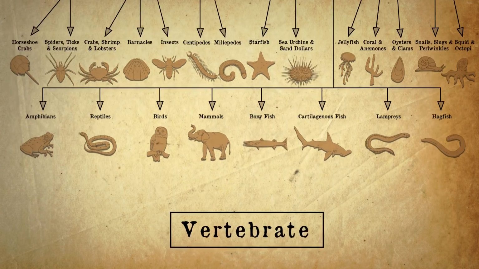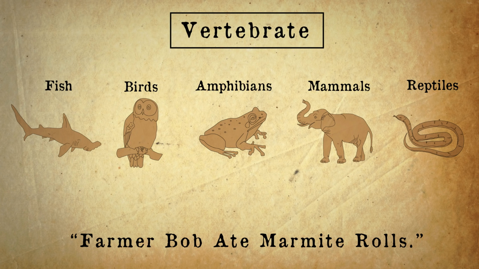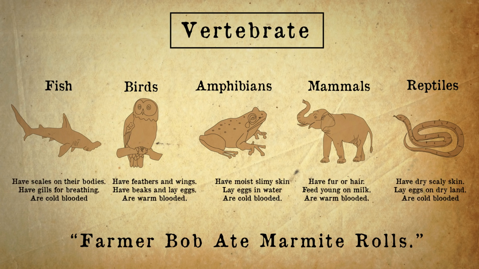Let's have a look at the vertebrates in more detail. There are many different classes of vertebrate, but the 5 most well-known ones are the fish, birds, amphibians, mammals, and reptiles. Again, make up a little acronym to help you remember. Farmer Bob ate Marmite rolls. Each class has different characteristics that defines them. Like mammals, which have fur or hair, feed their young on milk, and are warm-blooded. Pause the video and have a look at what the difference is for each of these 5 common vertebrate classes.